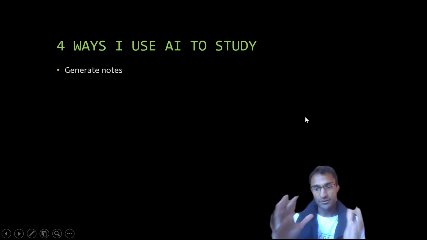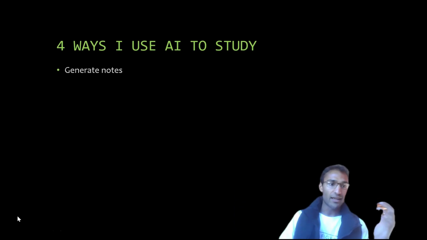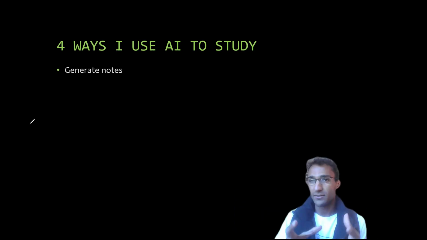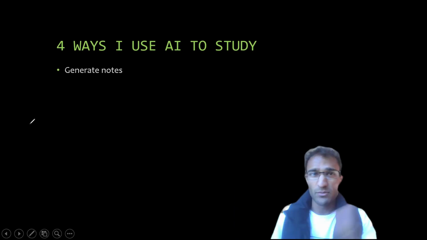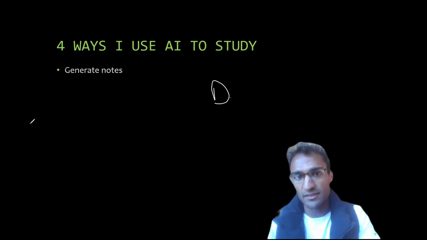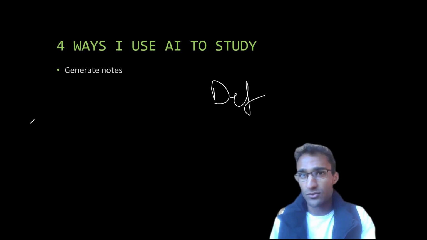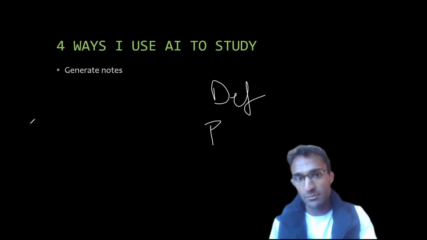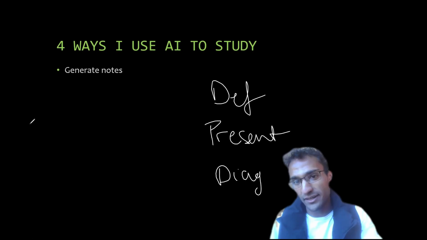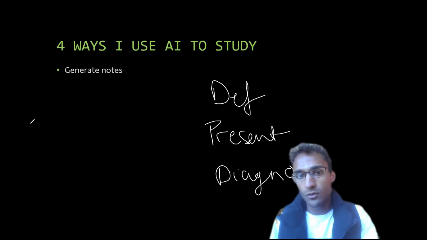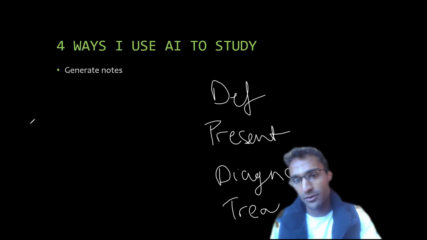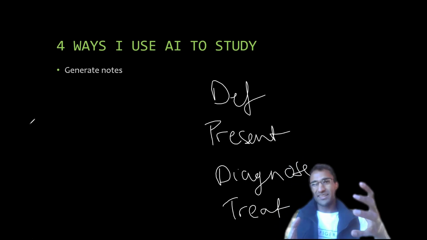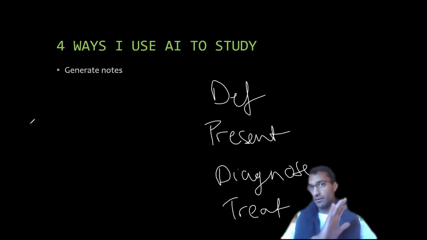So the first way I use AI to study is to generate notes. I have my own way of writing notes. I have my own system I like, where if I'm learning a medical condition, I start with the definition. I then go to how does it present? What are the symptoms and signs? I then go to how do you diagnose it? And then how do you treat it? And I'm interested in quite brief notes on those four areas. That's layer one of how I'd learn a new topic.